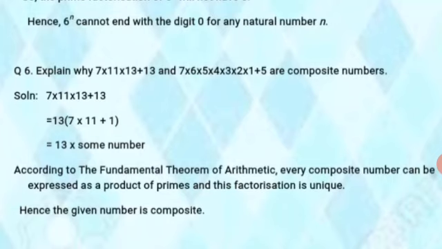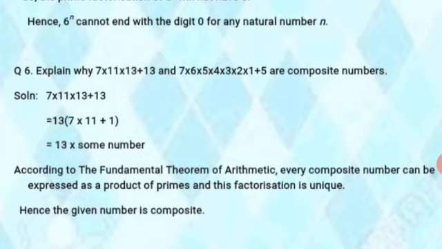Now children, 7 into 11 into 13 plus 13 can be understood as the sum of 2 numbers. That means it has 2 parts. 7 into 11 into 13 is the first part, and we are adding it to 13. So in the next statement, 13 is taken common. So the statement reads as 13 bracket starts 7 into 11 plus 1 bracket complete.